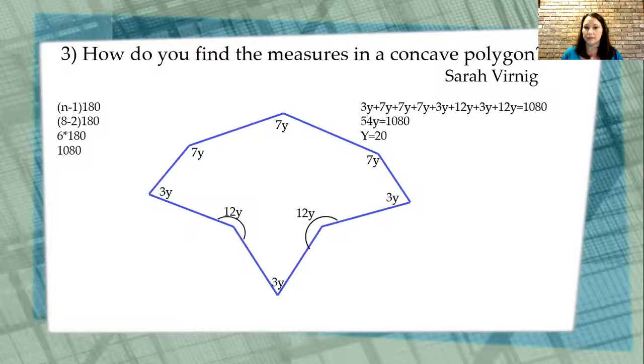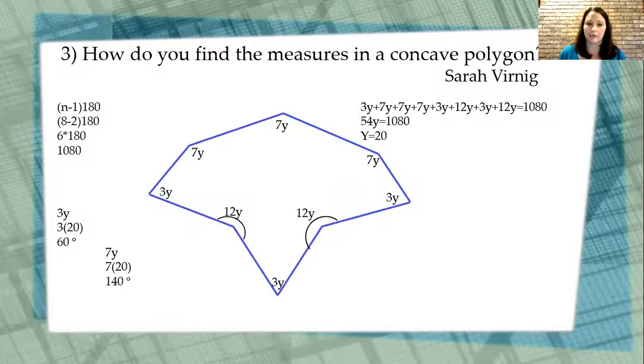What we can do is plug 20 in for y to find what measure every angle is. So for 3y, we're going to substitute 20 in. It will be 3 times 20, which will give us 60 degrees. So every time we see 3y on our shape, we know that it is 60 degrees. Okay, 7y, we substitute 20 in. 20 times 7 is 140. So we have 140 degrees for every time we have a 7y.